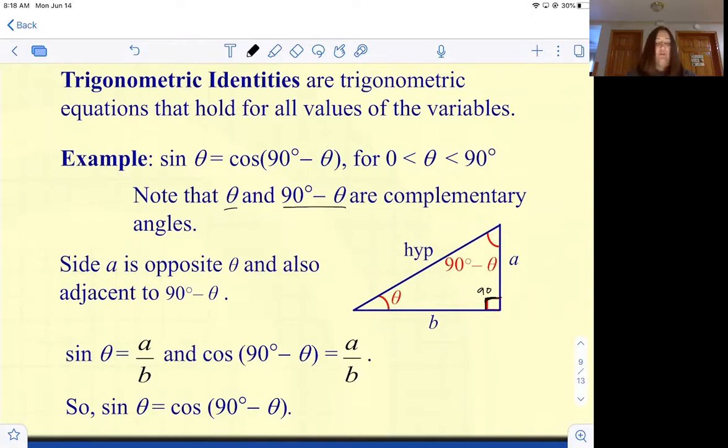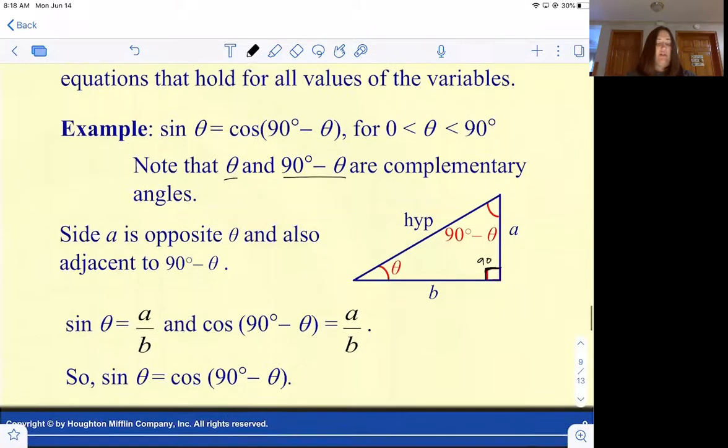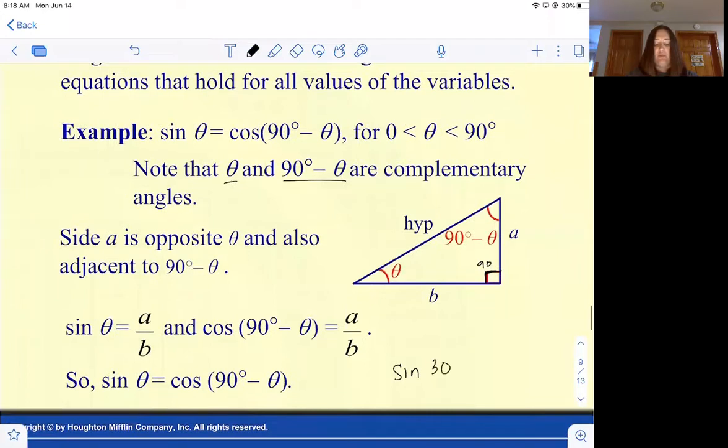So in terms of sine and cosine, the sine of theta has to equal the cosine of 90 minus theta. This is an identity, and it is something you will need to remember, because they will ask you, for example, the sine of 30 degrees. Sine of 30 degrees is equivalent to the cosine of what? Well, it is equivalent to the cosine of 60.